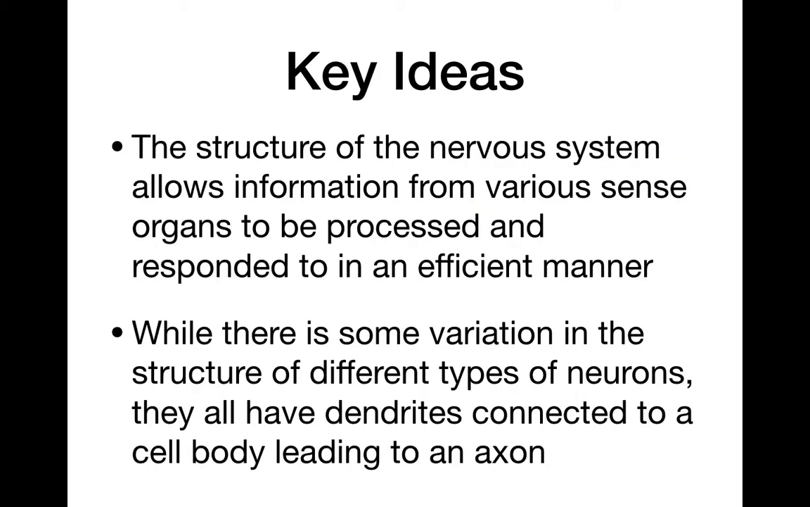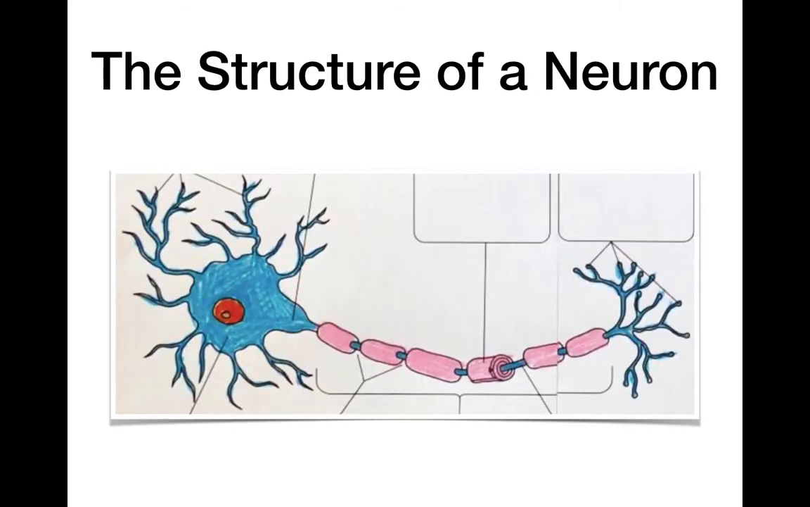Okay, so key ideas: the structure of the nervous system allows information from various sense organs to be processed and responded to in an efficient manner. While there is some variation in the structure of different types of neurons, they all have dendrites connected to a cell body leading to an axon.